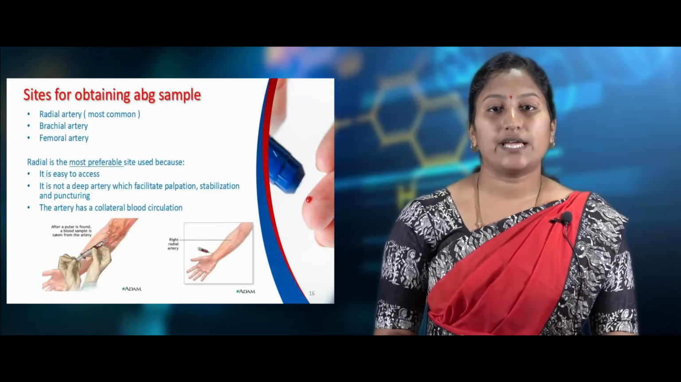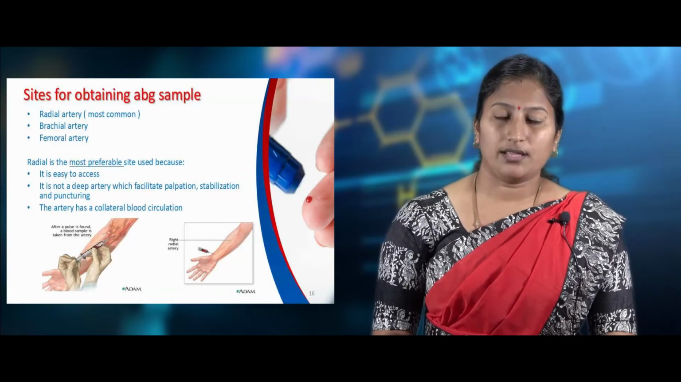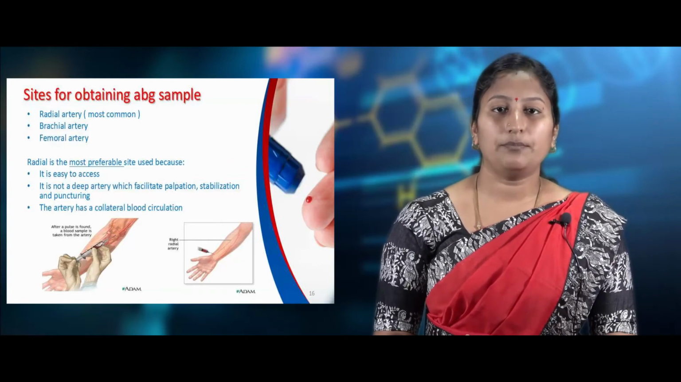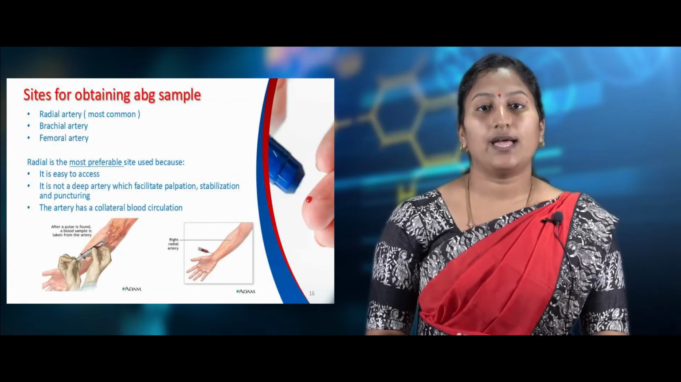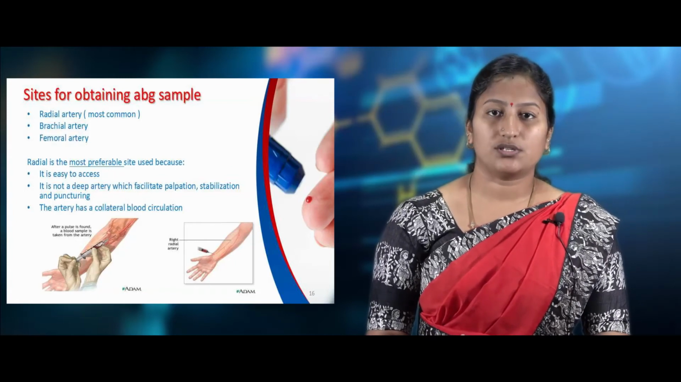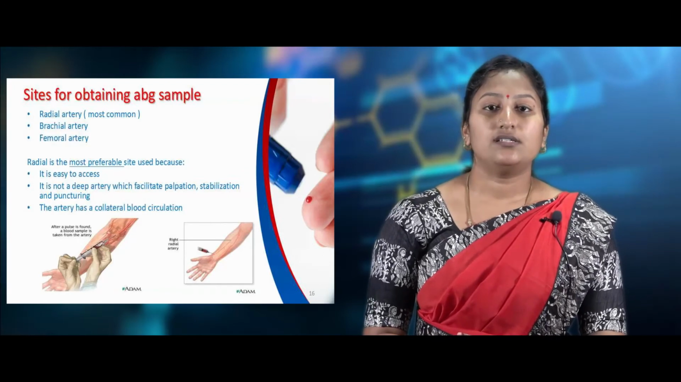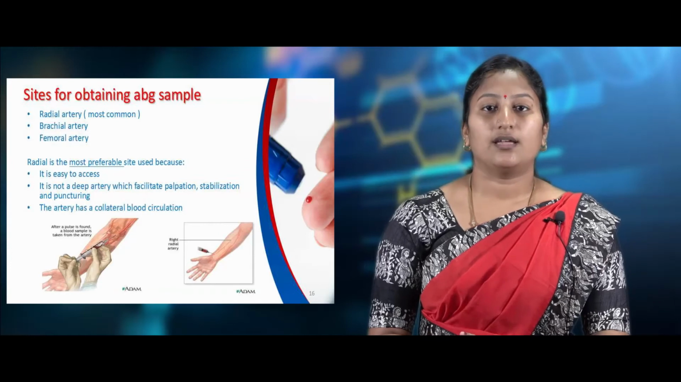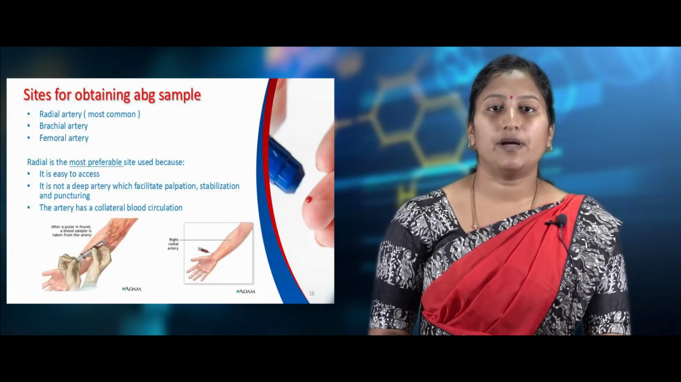Following are the sites for obtaining an ABG sample: radial artery, femoral artery and brachial artery. The radial artery is the most common and preferable site because it is easy to access and it is not a deep artery, which facilitates palpation, stabilization and puncturing.